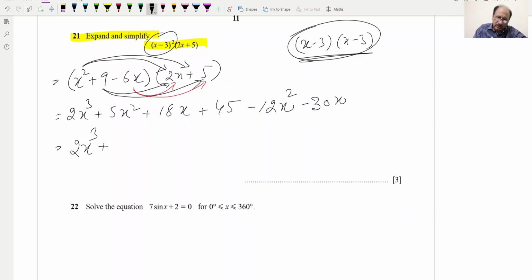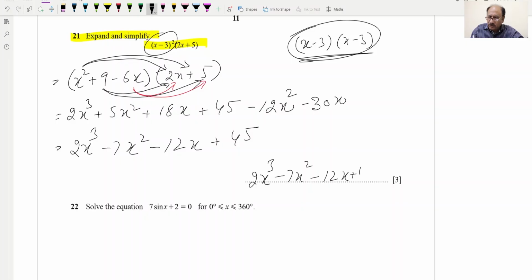Now x squared terms we can combine, it will be minus 7x squared by combining these two terms, and then 18x minus 30x will be minus 12x and plus 45, and this will be our final answer. 2x cubed minus 7x squared minus 12x plus 45. This is a 3 marks question which we are done.